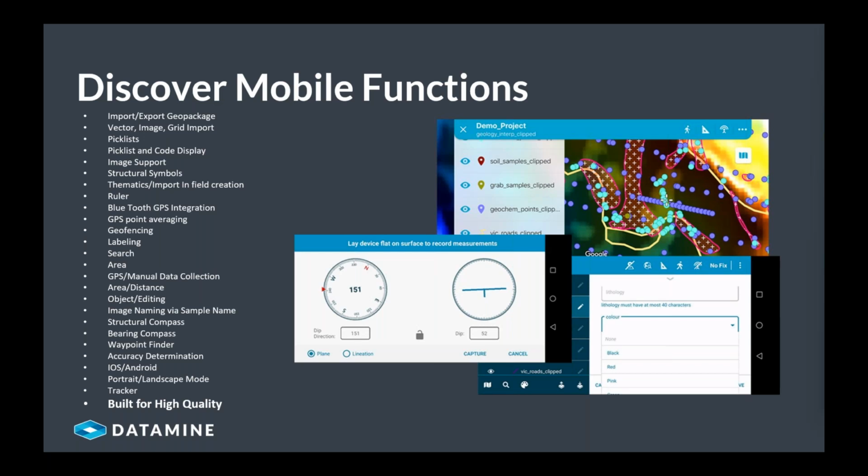It's got a bearing compass, so if you just want to know which way you're walking. It's got a waypoint finder. It's got accuracy determination. You can report that out as an export, or you can just see it on the screen. It works on iOS and Android. It's got portrait and landscape mode. It's got a tracker. Love the tracker. You can see where your field hands have been during the day, to make sure they haven't got all their soils out from under one tree.